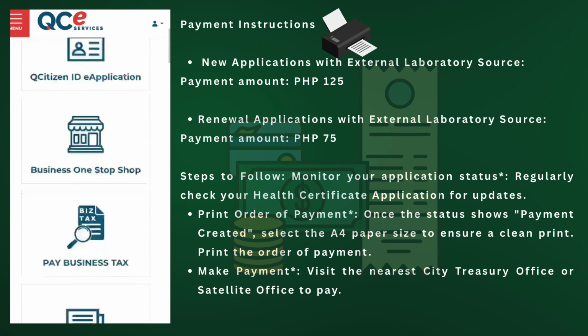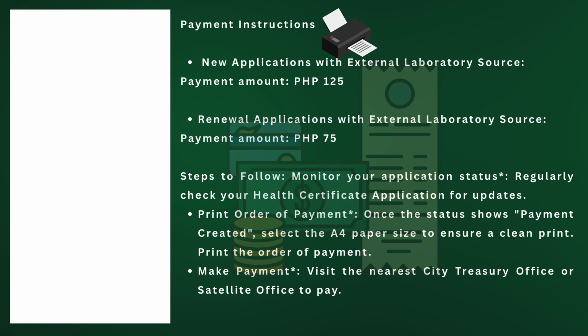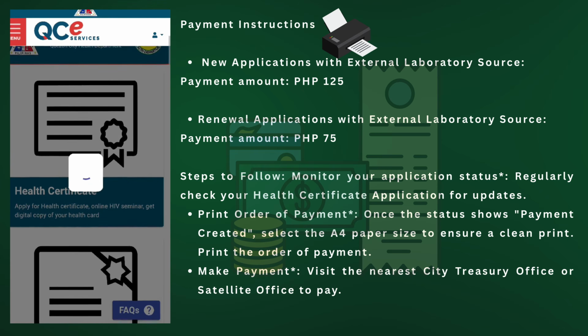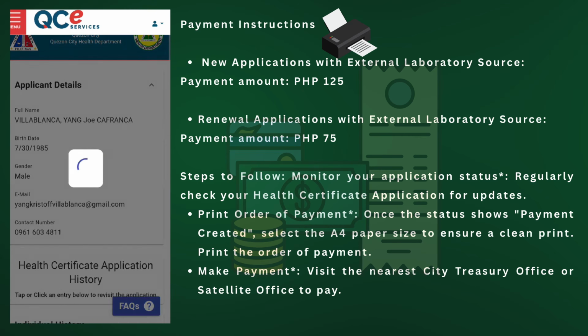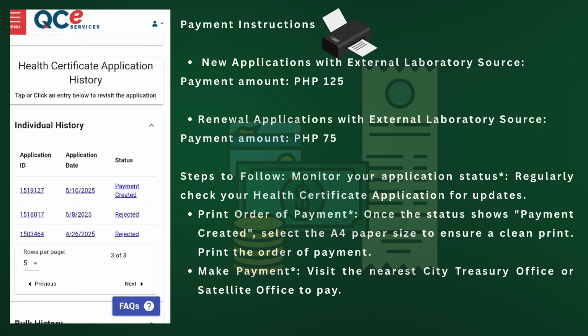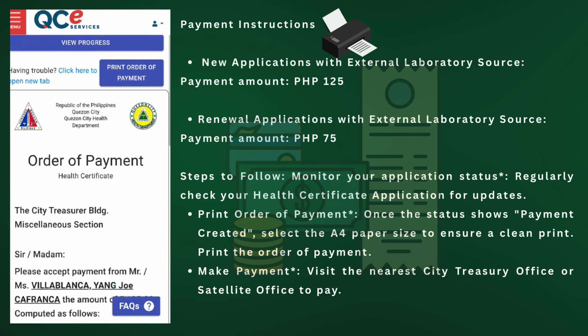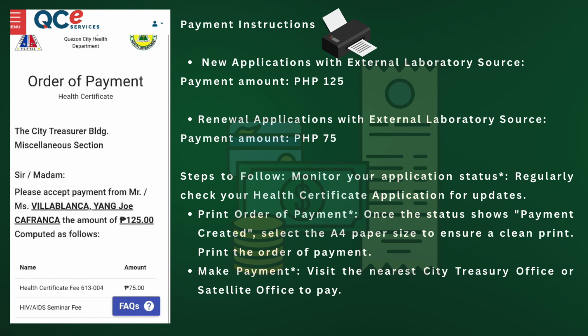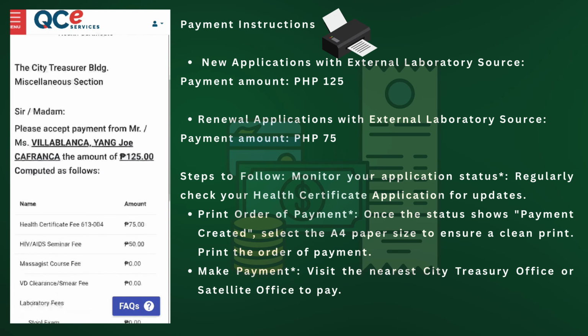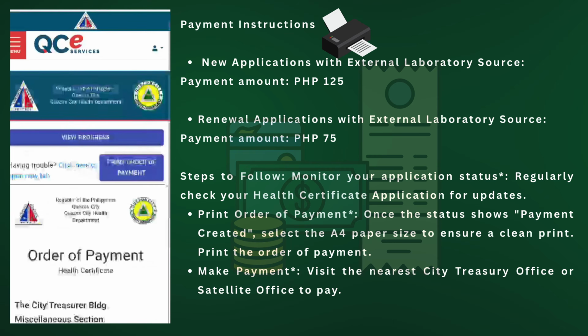Payment instructions. New applications with external laboratory source. Payment amount, 125 pesos. Renewal applications with external laboratory source. Payment amount, 75 pesos. Steps to follow. Monitor your application status. Regularly check your health certificate application for updates. Print order of payment. Once the status shows payment created, select the A4 paper size to ensure a clean print. Print the order of payment. Make payment. Visit the nearest city treasury office or satellite office to pay.